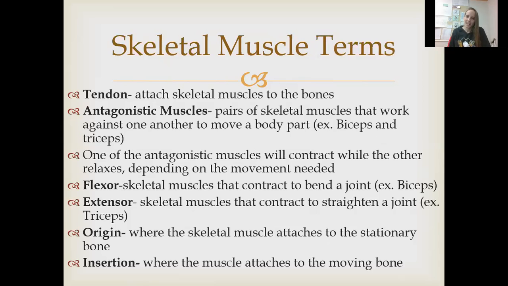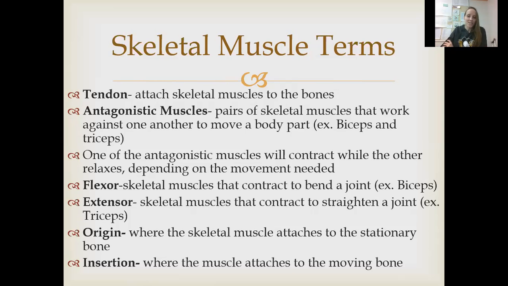So a tendon attaches skeletal muscle to bones. Antagonistic muscles are pairs of muscles that work against one another to move a body part. So for example, your bicep and your tricep, one which contracts to bend your arm, one which contracts to straighten your arm, are antagonistic muscles. The flexor is the muscle that contracts to bend a joint. So for example, your bicep, that you have to flex your bicep to bend your arm.